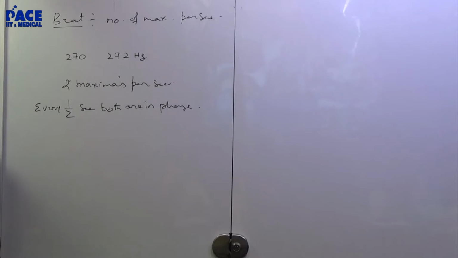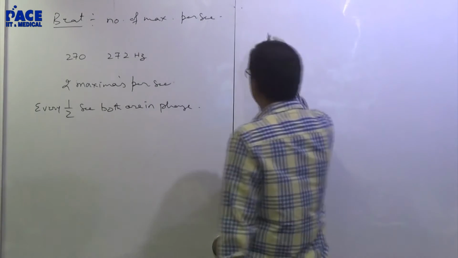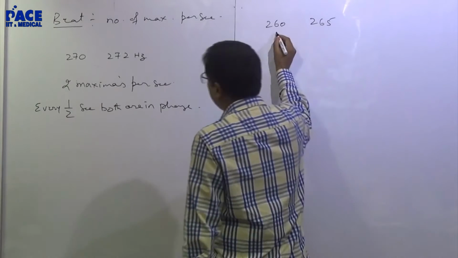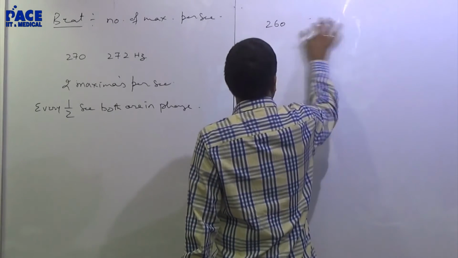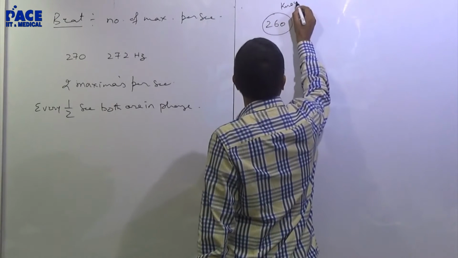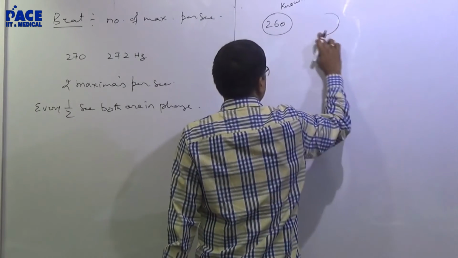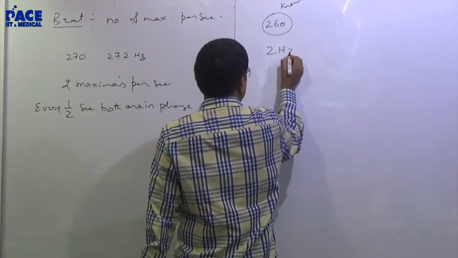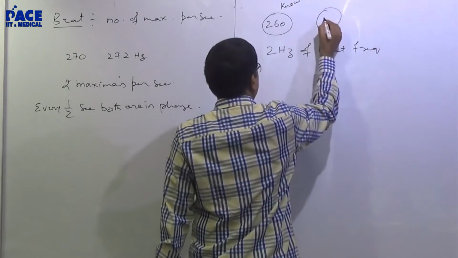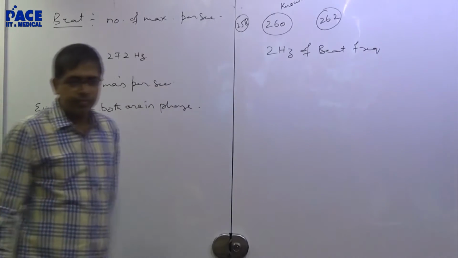Are you clear with that? Put it the other way around. If I have 260, and one is an unknown frequency, 260 is a known frequency. The unknown frequency could be on either side. You are tuning this and you are hearing 2 hertz of beat frequency. That means the unknown could be 262 or 258, any of the two.